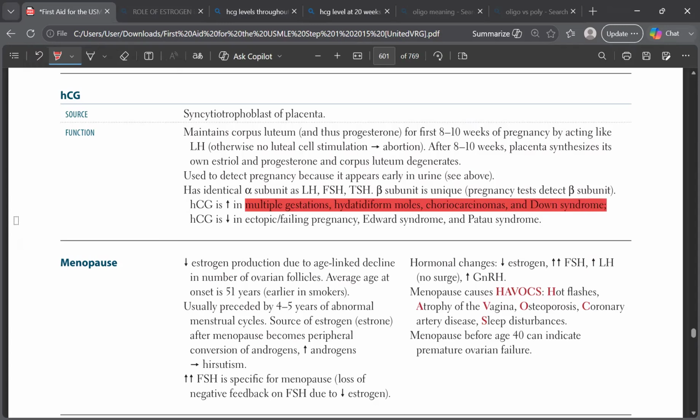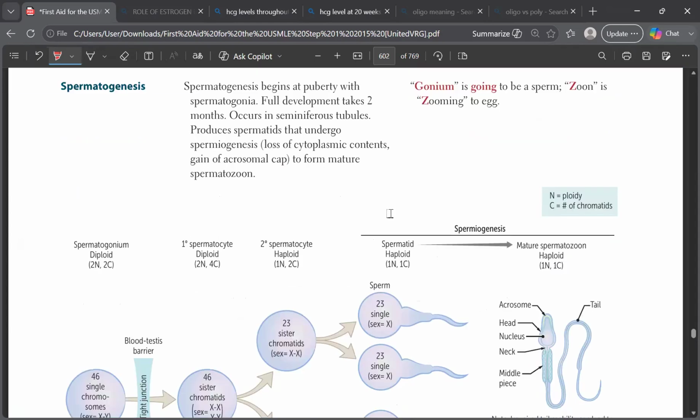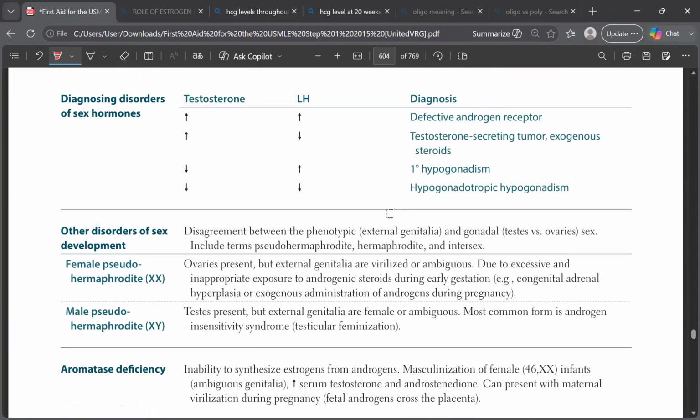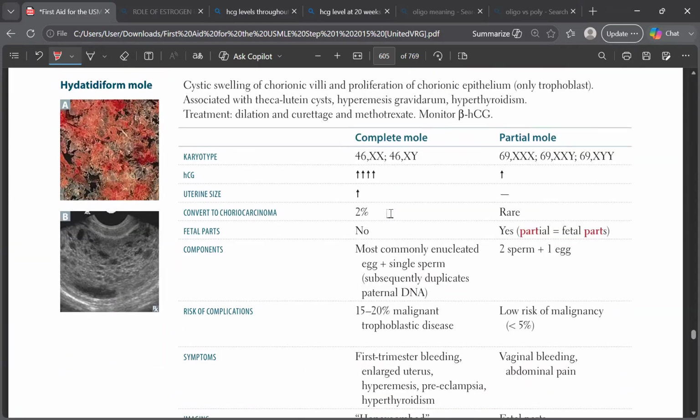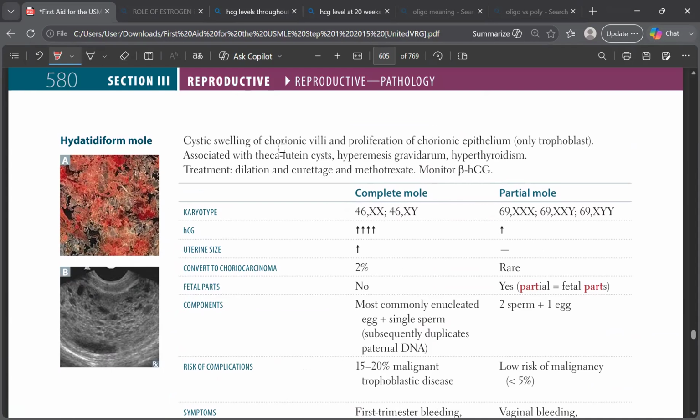So hydatidiform moles, let's see what they are. The cystic swelling of chorionic villi and proliferation of chorionic epithelium, only the trophoblast, which are associated with fetal uterine cysts, hyperemesis gravidarum, bleeding, and hyperthyroidism. And their treatment is dilatation and curettage and methotrexate, and monitor beta HCG.